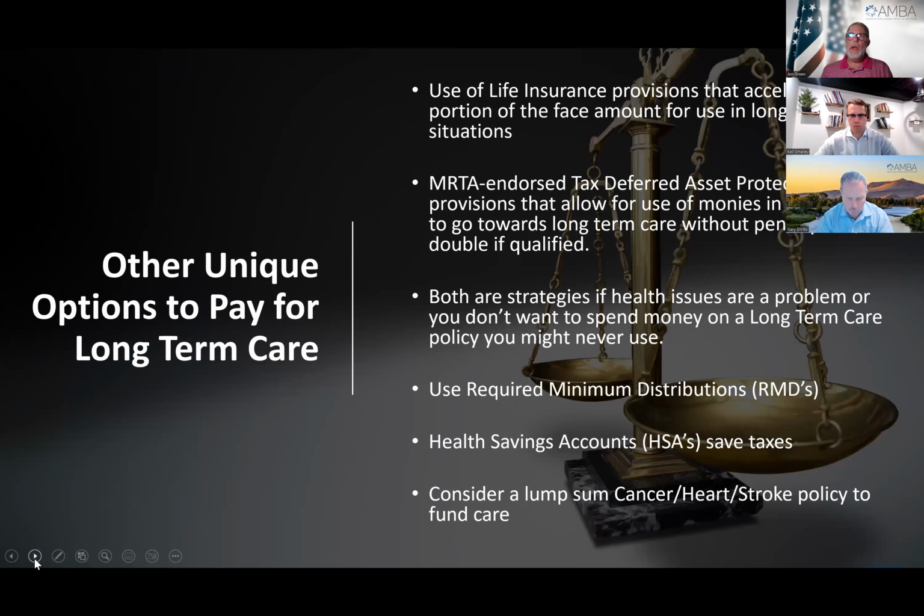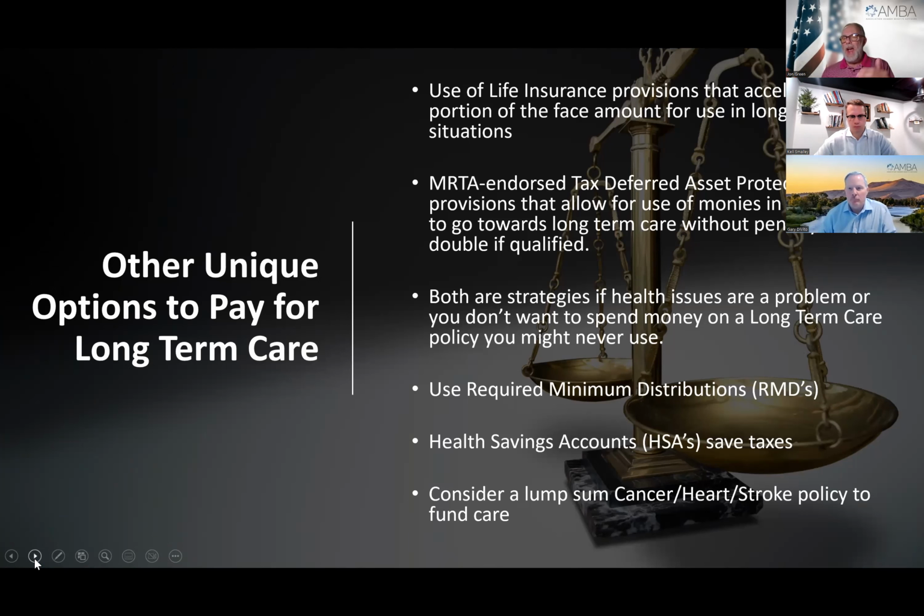Now, there are some other unique ways that you can pay for long-term care. These are not always common, but there are ways that you may not have thought about and ways that you may already have covered that you didn't know you had. One of these is through the use of life insurance. There are some newer life insurance policies that have a provision in them that says, if you become terminally ill or if you're confined to a nursing home, you can accelerate some of the face amount to use for your long-term care.